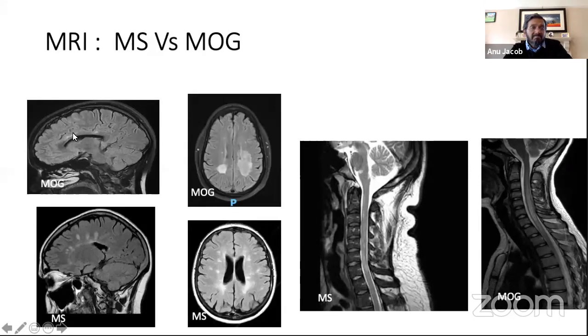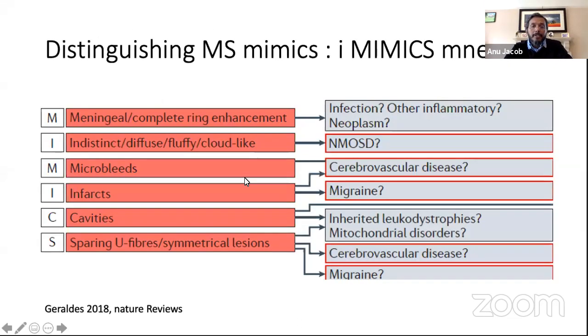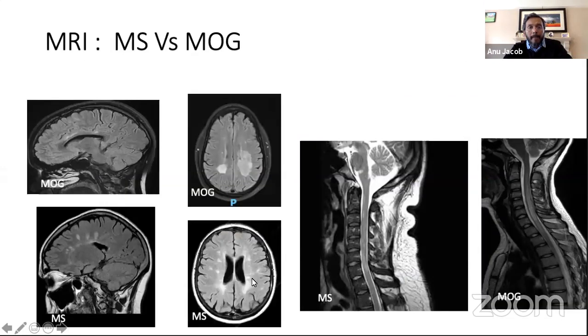There are differences, as you can see. You can see the MOG lesion, periventricular lesions versus MS lesions. Cord lesions: short in MS, whereas long myelitis in MOG.